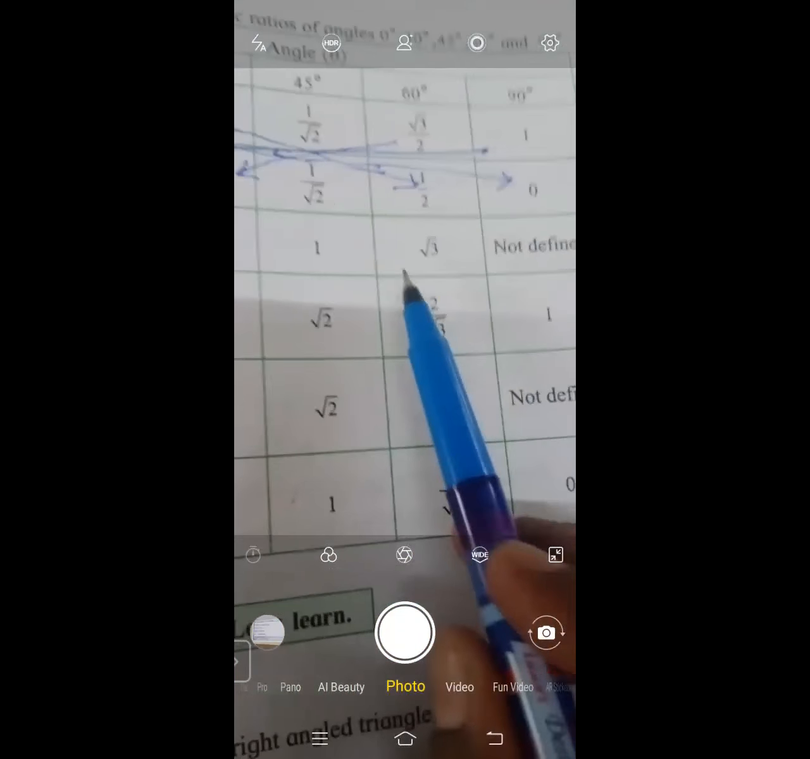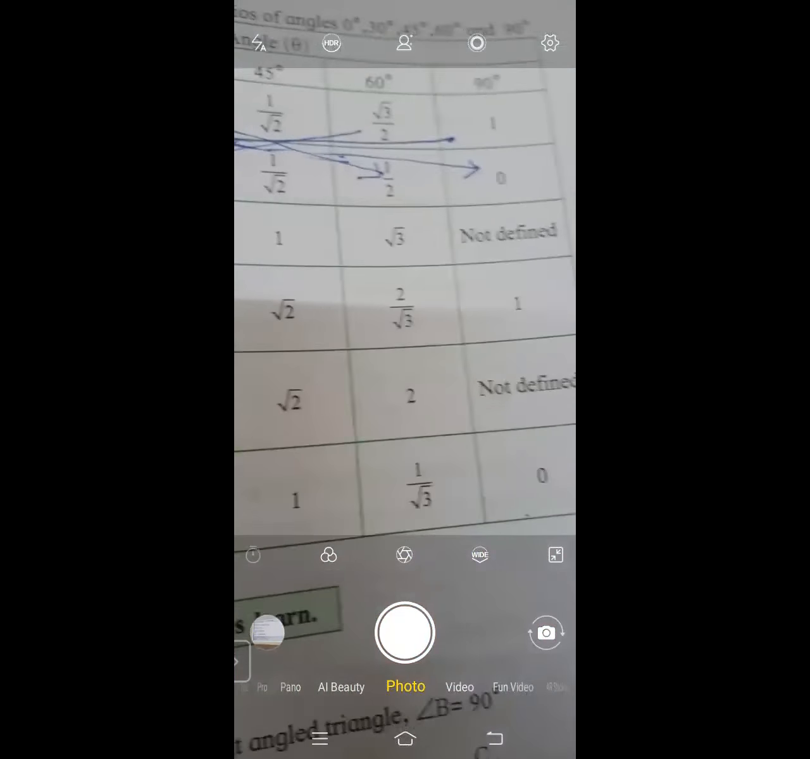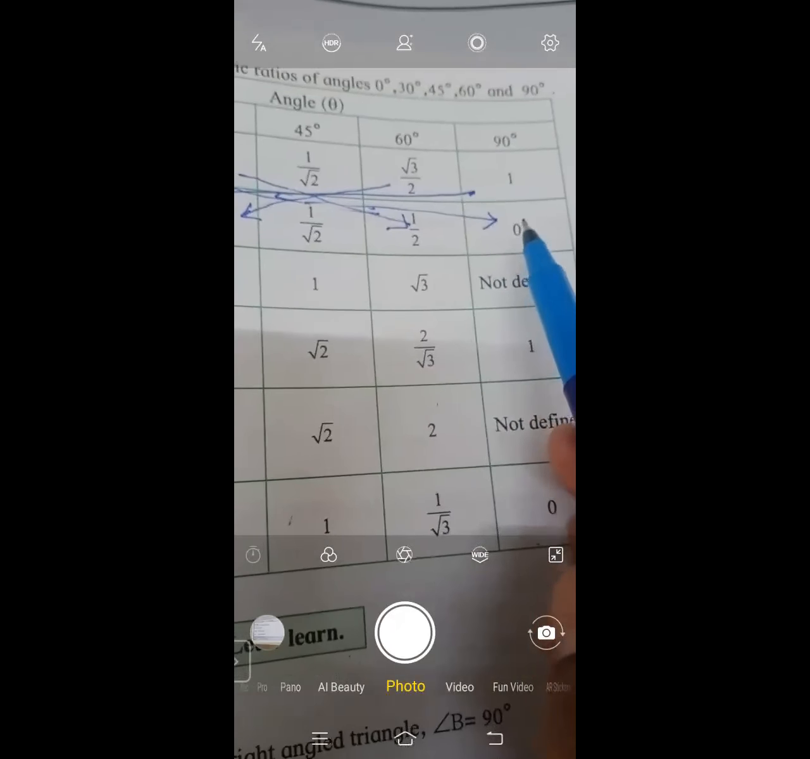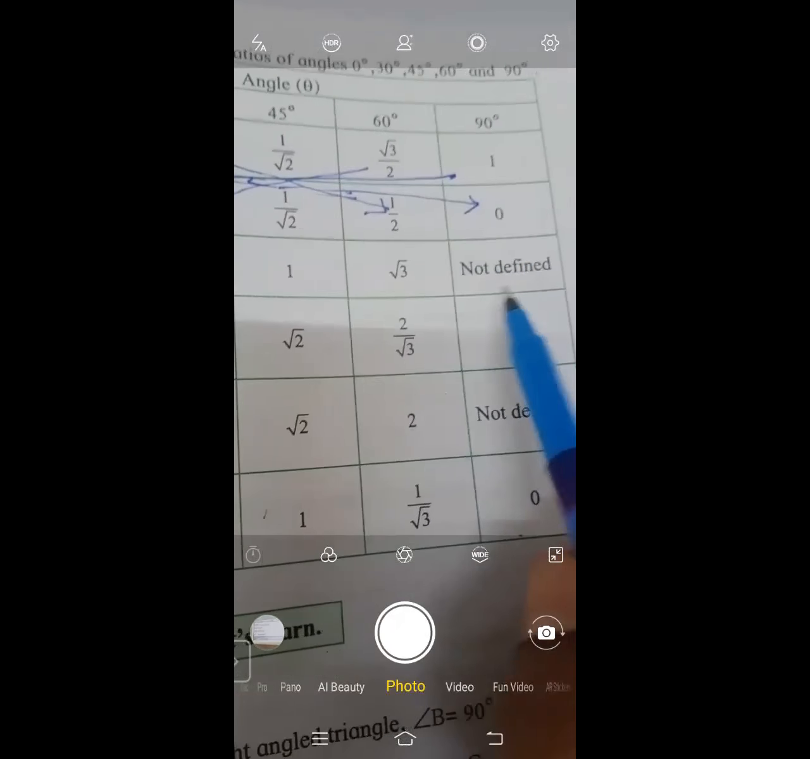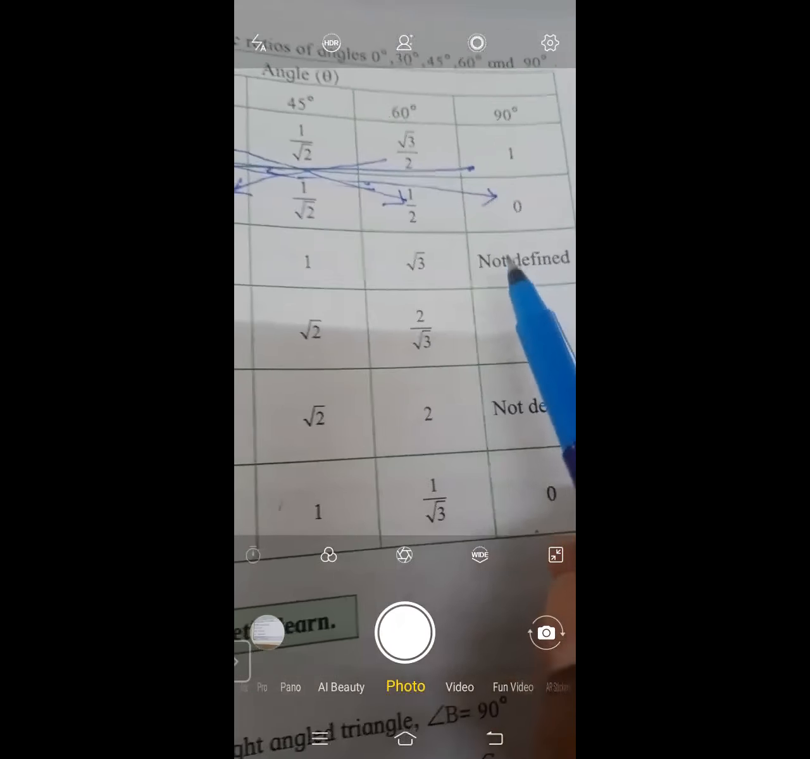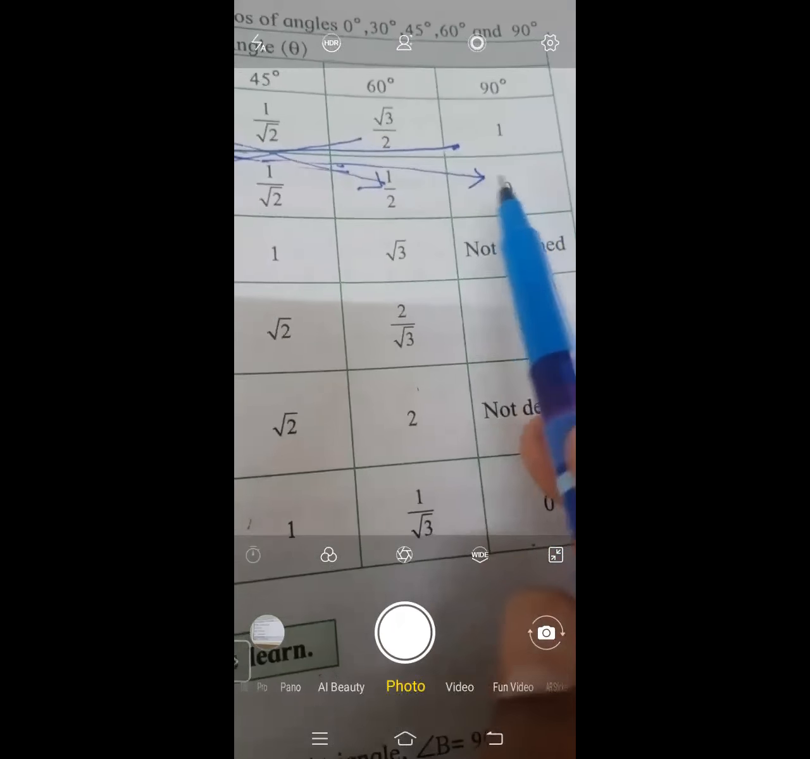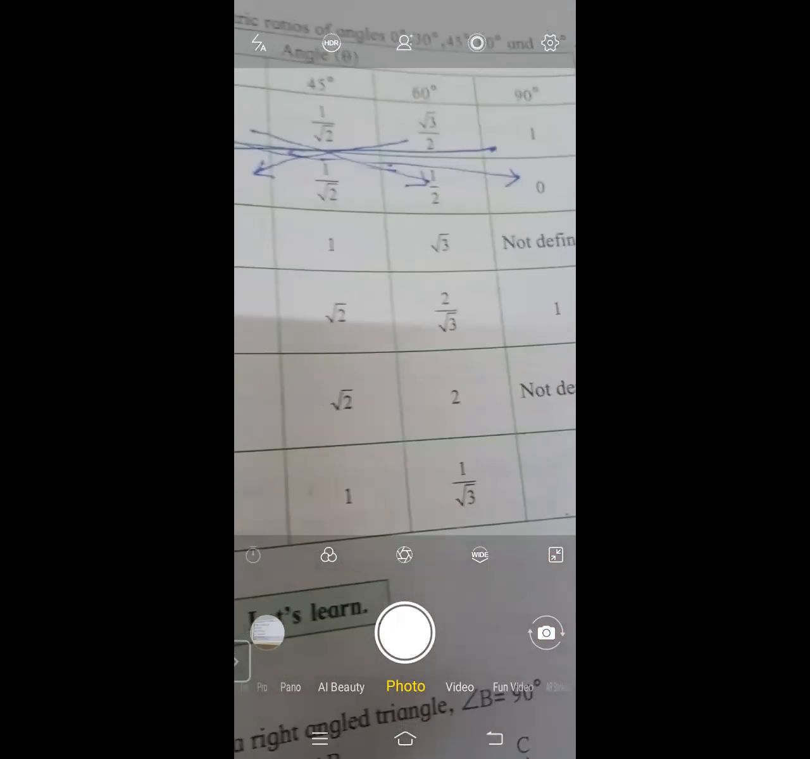So what is tan theta? It is again root 3 upon 1. Now what is 1 upon 0? When 0 comes in the denominator, the ratio is not defined. As we are writing 1 upon 0, it means that the ratio is not defined.